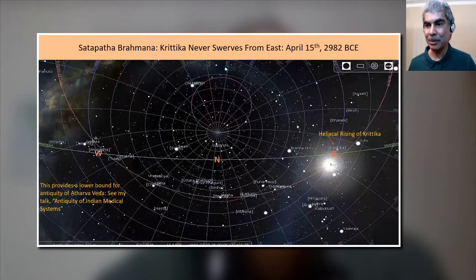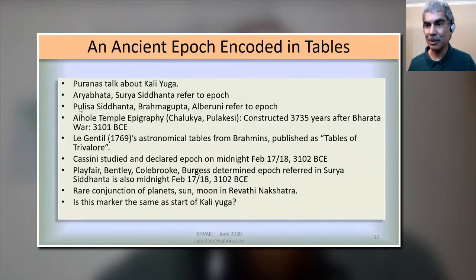Similarly, there appears to be an ancient epoch encoded in the tables. Aryabhatta, Surya Siddhanta, Puranas, Pulisa Siddhanta, Brahmagupta, Albirouni, and the Aihole temple refer to this. Le Gentil, a Frenchman, came to Tamil Nadu and got some tables, published as the tables of Trivellore. He sent these tables to Cassini. Cassini studied these astronomical tables and said that they seem to refer to an epoch on the midnight of February 17th, 3102 BCE. This was subsequently studied by Playfair, Bentley, Colebrooke, and Burgess, and they all said the Surya Siddhanta is referring to the same phenomenon.